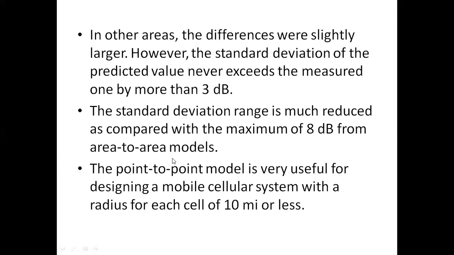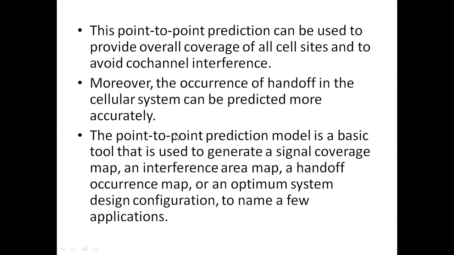The point-to-point model is very useful for designing a mobile cellular system if the radius of the cell is 10 miles or less. Another use is to provide overall coverage of cell sites and to avoid co-channel interference. By the use of the point-to-point model, we can observe the signal strength throughout the cell area. Moreover, the occurrence of handoff faults in the cellular system can also be predicted by the point-to-point model.